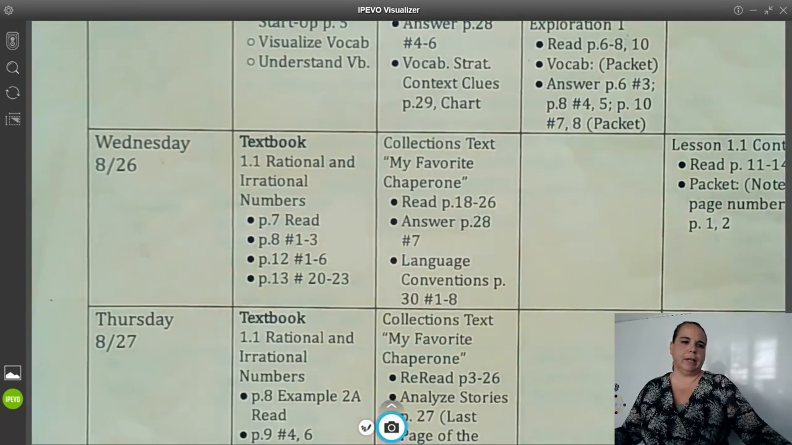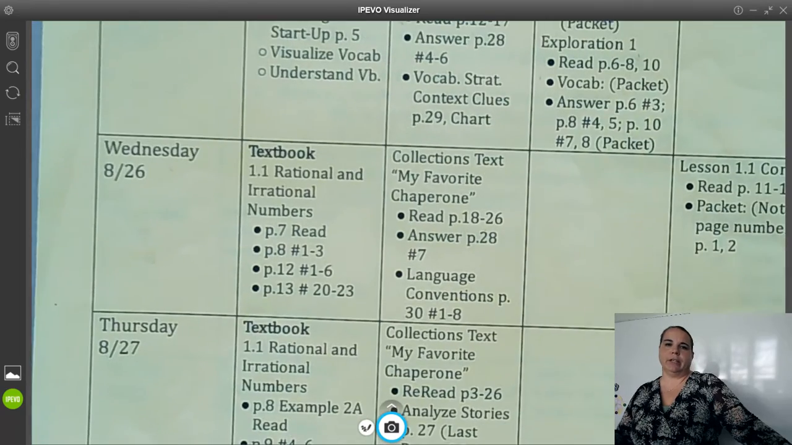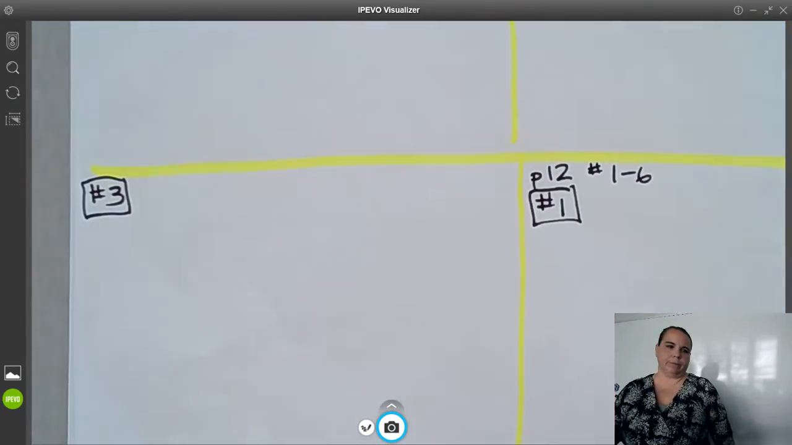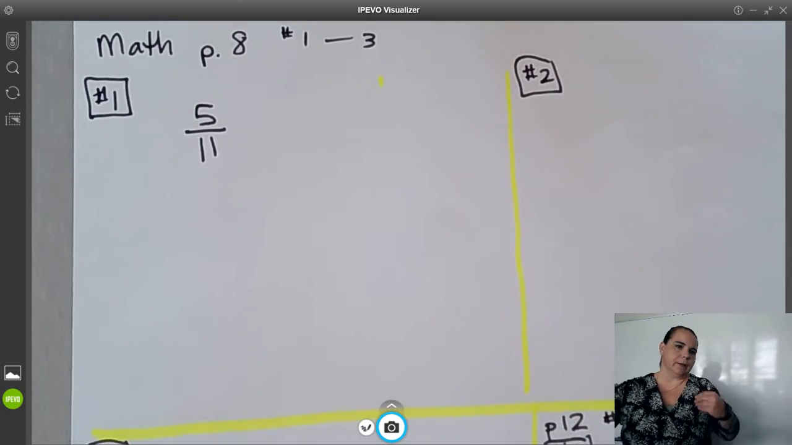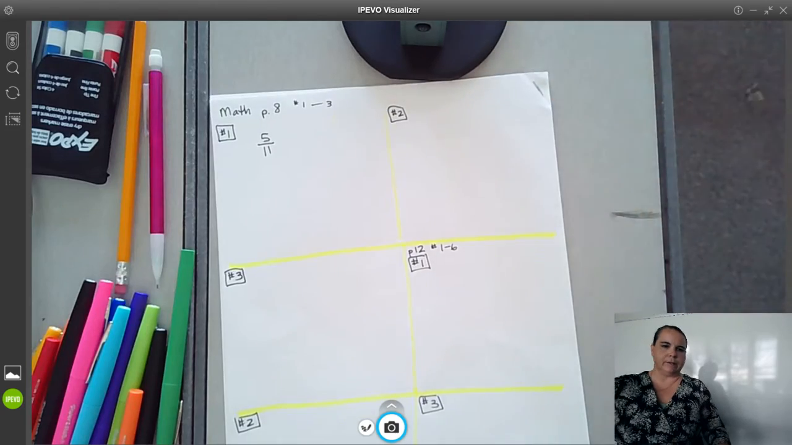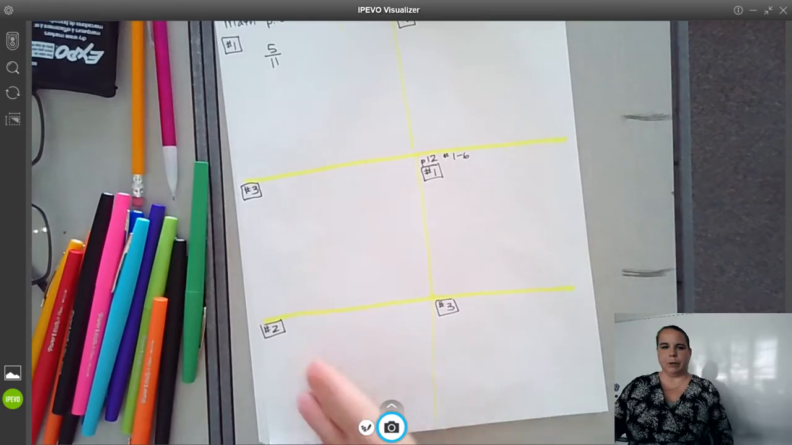Today for math, we're going to be in 1.1, rational and irrational numbers. And the part of that we're going to talk about today is changing fractions to decimals. So all fractions can be changed to an equivalent decimal through division. Now, you're going to find on YouTube an example step-by-step that I did for page 8, number 2. It's a little bit simpler of a problem than number 1. And then I'm going to do a few more examples from your homework.